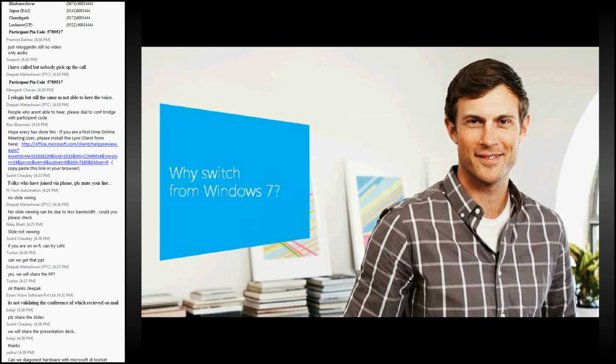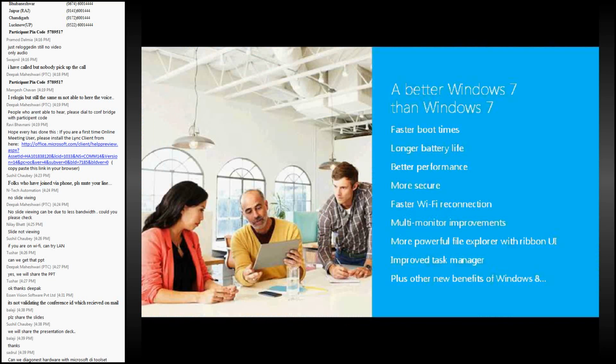Now, why switch from Windows 7 when Windows 7 is a great operating system, right? A better Windows 7 than Windows 7. That's a good statement. But what's so great in it? It's got faster boot times, right? As I said earlier, it boots very fast and provides longer battery life. How did we do this? During our test and research, we found it was taking time to boot because of the old BIOS. BIOS was good for the old days.